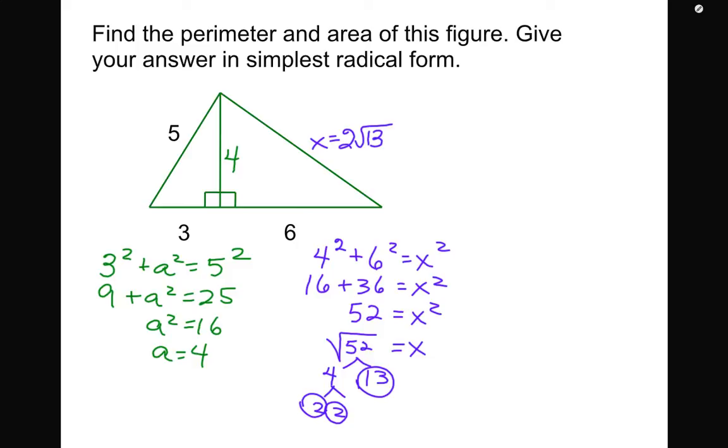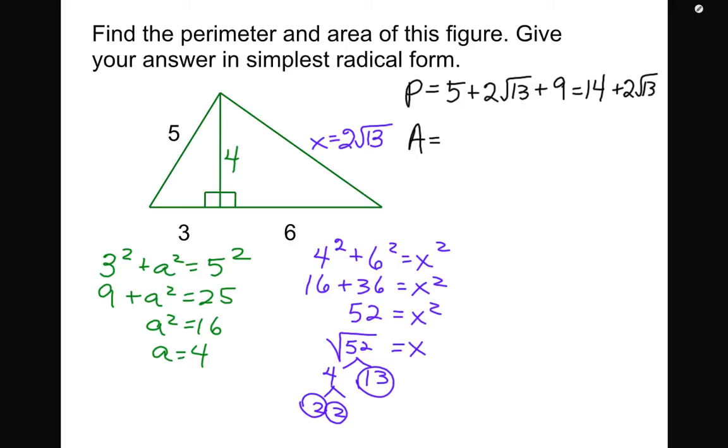Okay, now let's find the perimeter and the area. Okay, perimeter is simply add up all the sides. So for the perimeter, I need to add 5, 2 square roots of 13, and 3 plus 6, that's 9 for the bottom. So I'm getting 14 plus 2 times the square root of 13. You cannot add that together in radical form unless they both have the same radicals. So that's what it's going to look like for the perimeter.